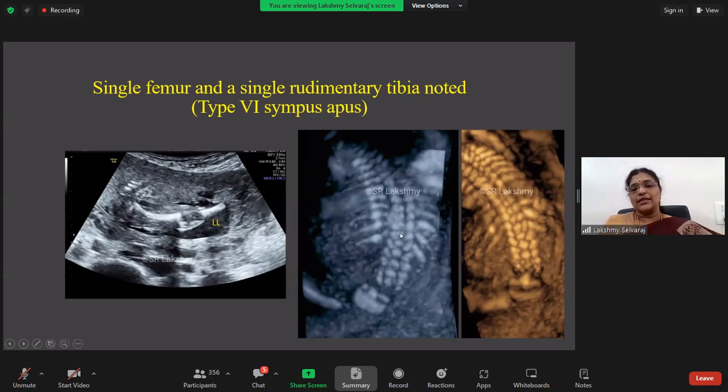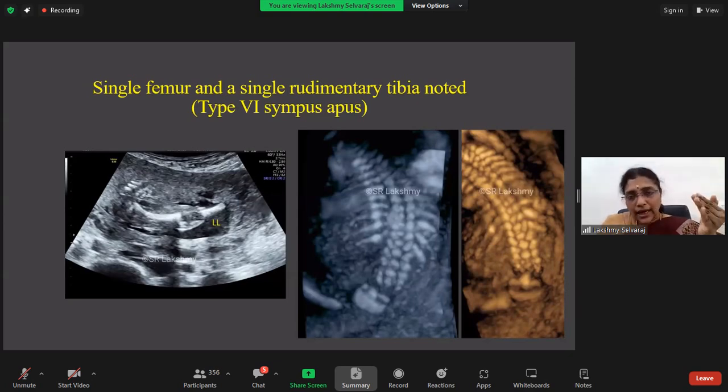And you see that the spine abruptly ends here. If you take this as T12, last rib, L1, L2, L3, L4, there is abrupt ending of the spine here, fused iliac bones and the single femur. So this is the most severe end of the caudal regression spectrum.